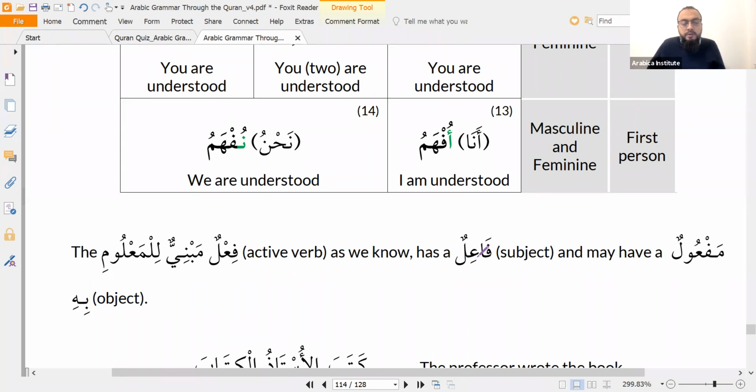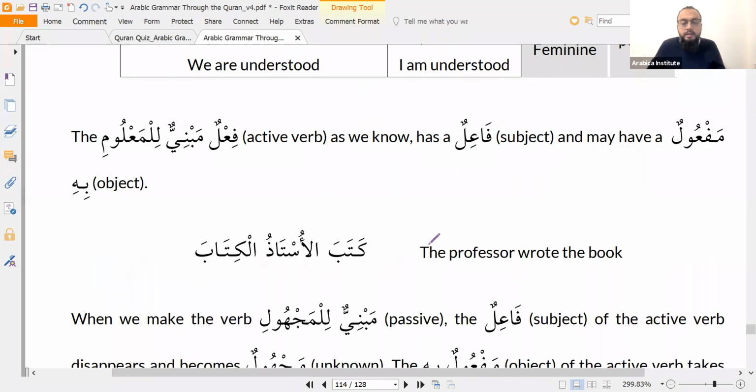Yeah, reminds me of Goldilocks and the Three Bears. Kursiyi yujlasu alayhi. Man jalasa ala kursiyi. You could do the Goldilocks. Next lesson, let's do Goldilocks and the Three Bears in Arabic using the passive. All right, challenge. Man jalasa ala kursiyi. Wa kursiyu yujlasu alayhi. My chair has been sat upon, or is sat upon.